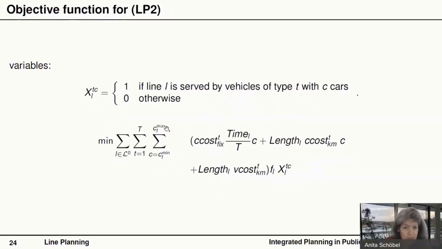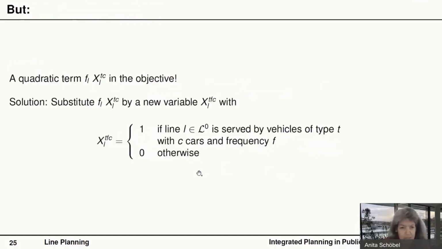Then you also need more interesting variables. So the variable is then not only whether you would like to use line L or not, but you have to include the type and the number of cars, for example. So you have a variable with 3 indices. X_LTZ is 1 if line L is served by vehicles of type T with exactly Z cars and 0 otherwise. So these are many more variables because you have 3 indices. And then you can add everything up to some objective function that minimizes costs.